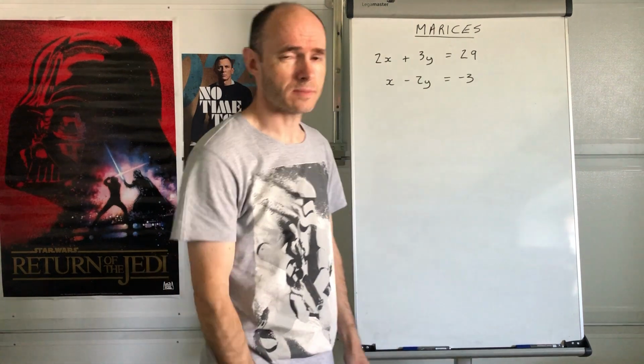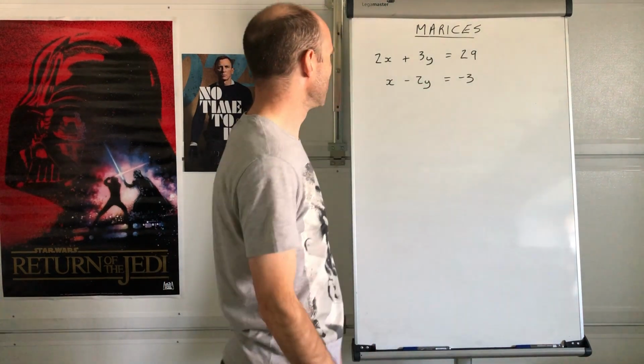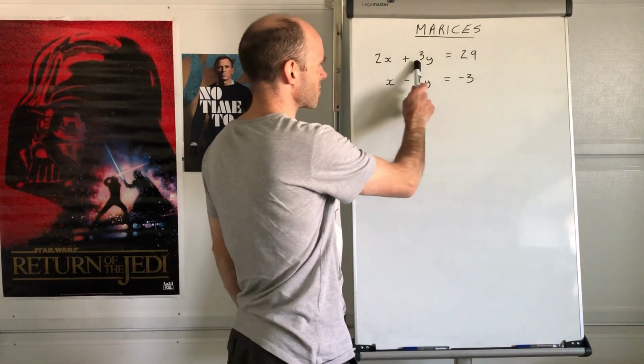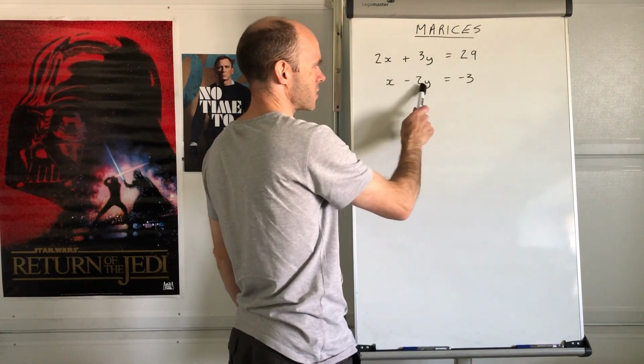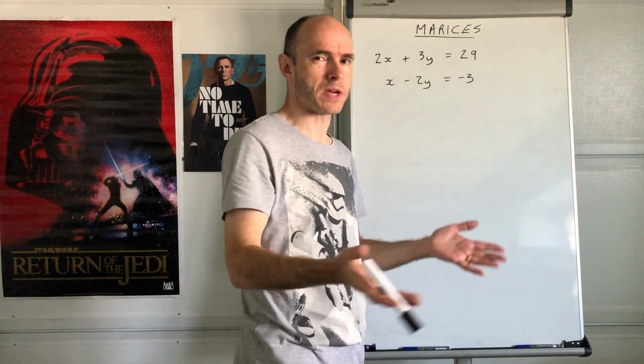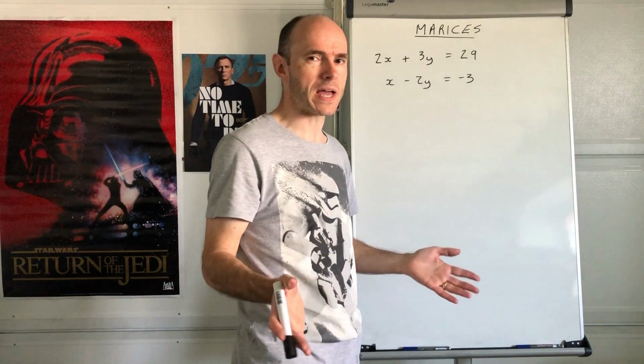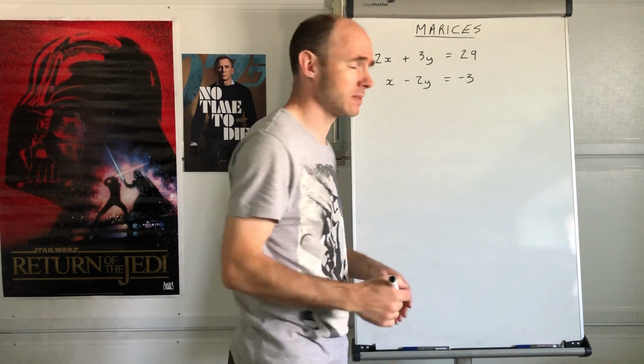Simultaneous equations, okay? When you see this, it will blow your mind a little bit. 2x plus 3y equals 29, x minus 2y equals negative 3. Obviously you can solve those using an algebraic method, pretty easy. That's not the point of the example. The point is to show you how you can use matrices to do it.